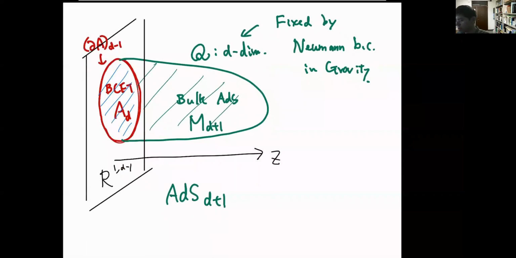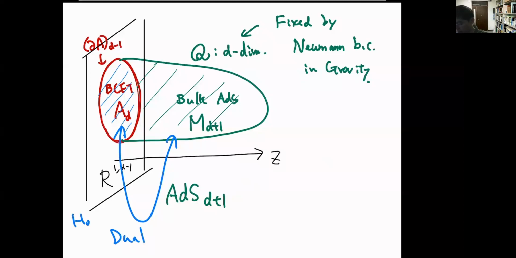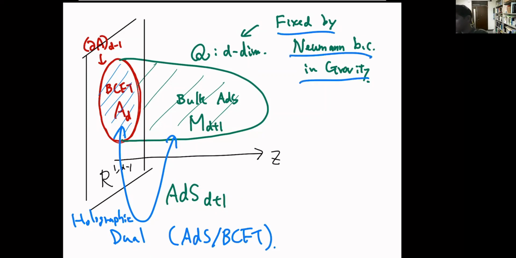Before that, let me write down the claim. This is the holographic dual, which I call AdS/BCFT. But I think the question is about how we can decide the boundary conditions. That's quite important, so let me explain.